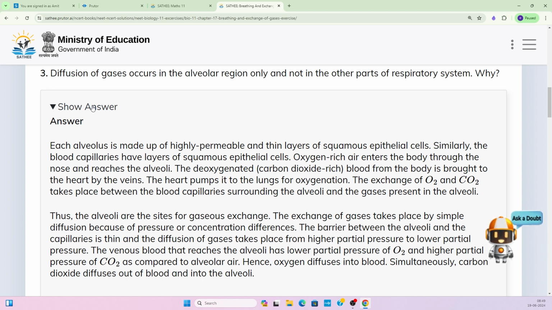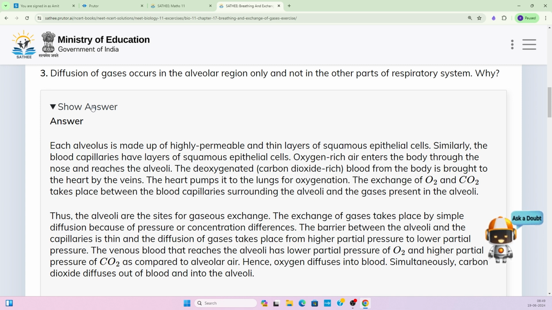The deoxygenated, carbon dioxide-rich blood from the body is brought to the heart by the veins. Okay, that is deoxygenated blood, the blood that is carbon dioxide rich. It is collected from the body and brought to the heart, and the heart pumps it to the lungs for oxygenation. So from the heart the blood moves to the lungs to get oxygenated, right?